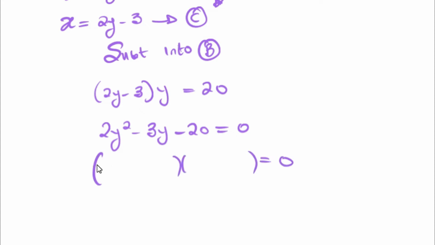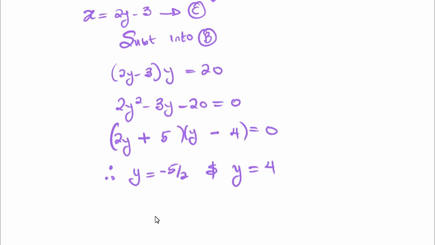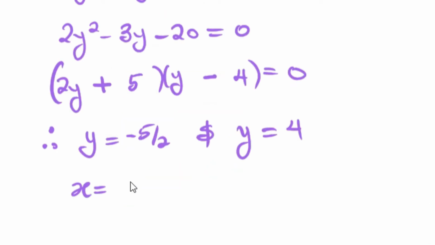I see I can factorize it. Factorizing this will give me. So therefore, these are your answers for y. To get x, we need to just substitute this back into any of the equations. I recommend substituting it back into equation C because it will be easier for us to get our answers. So this is what you would have.